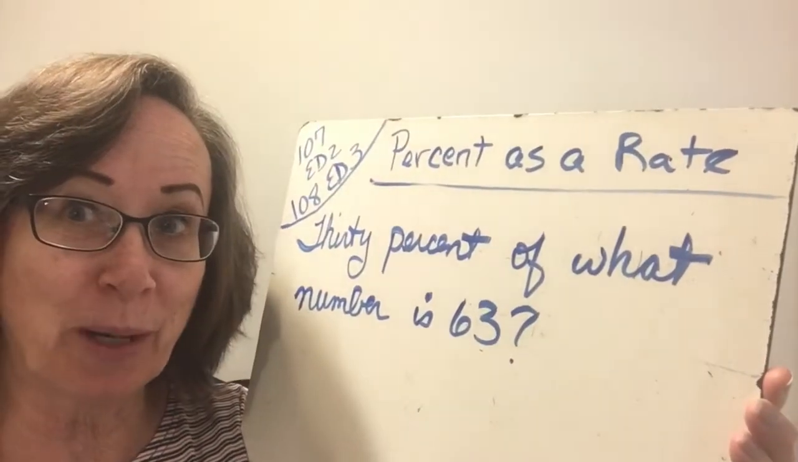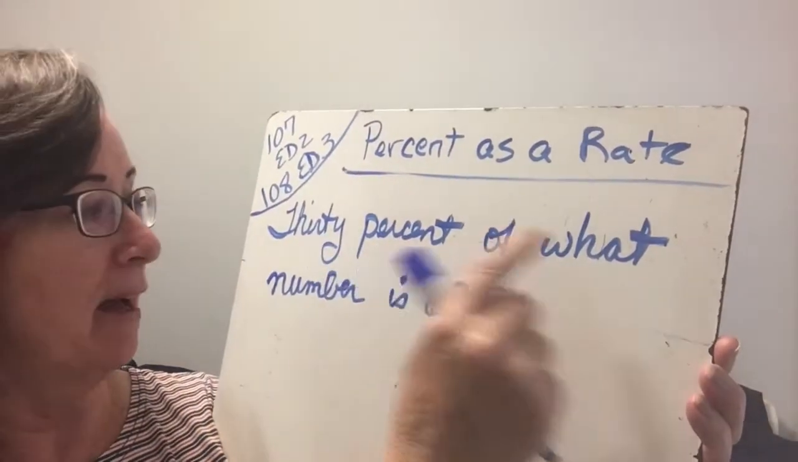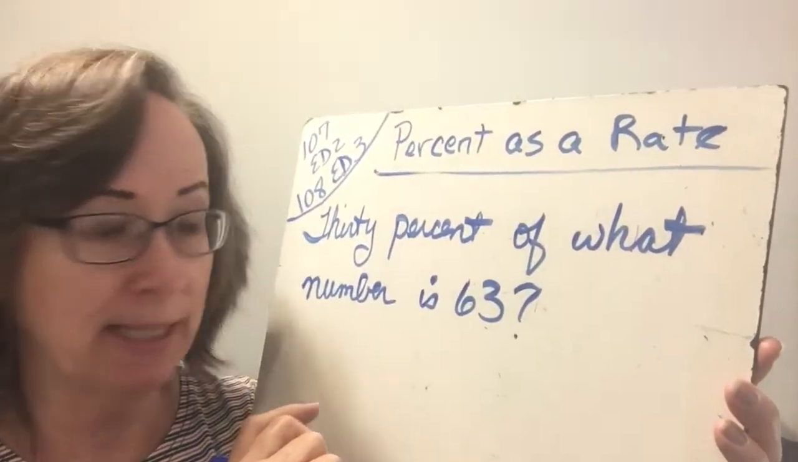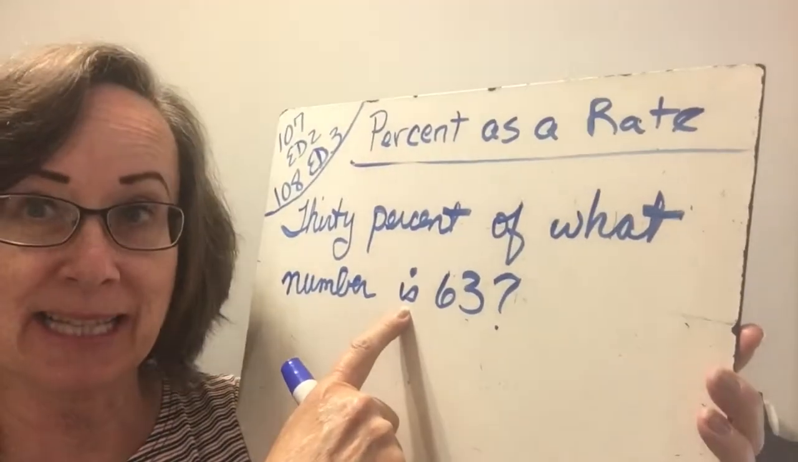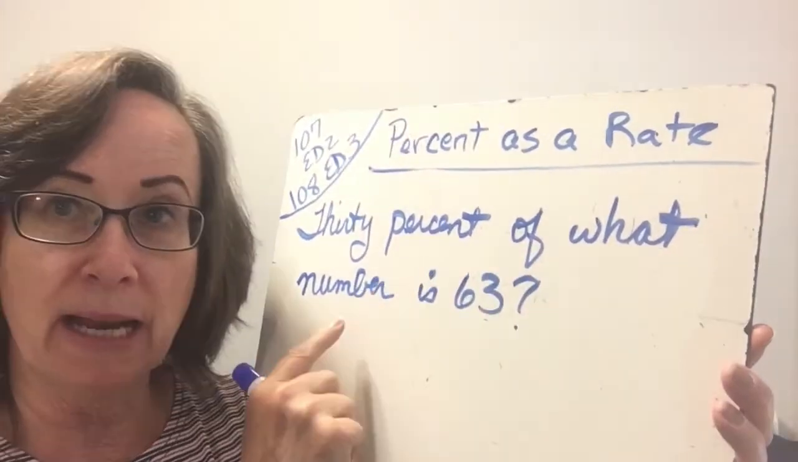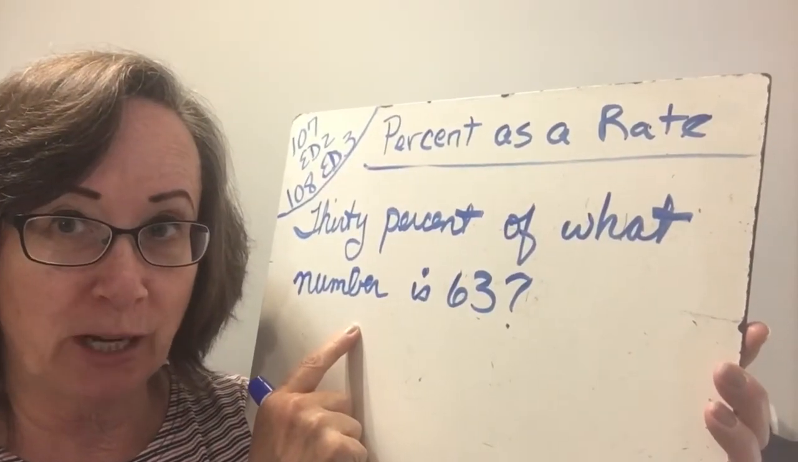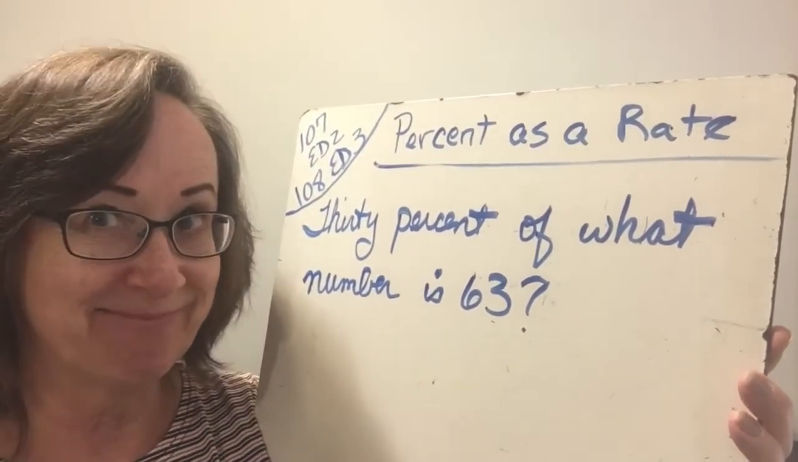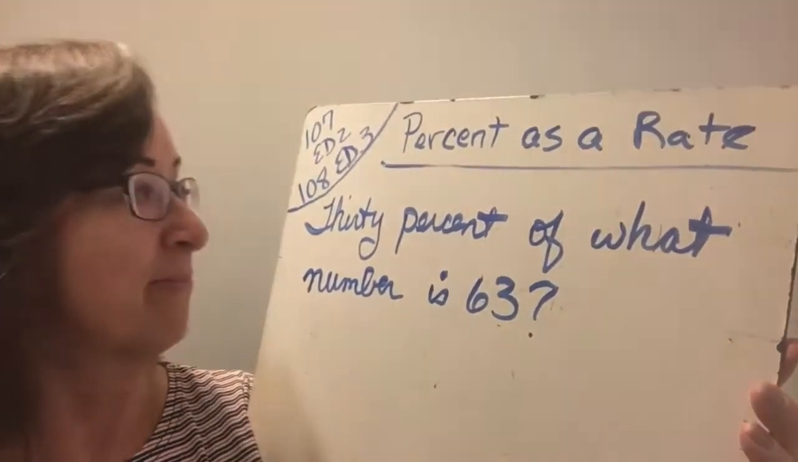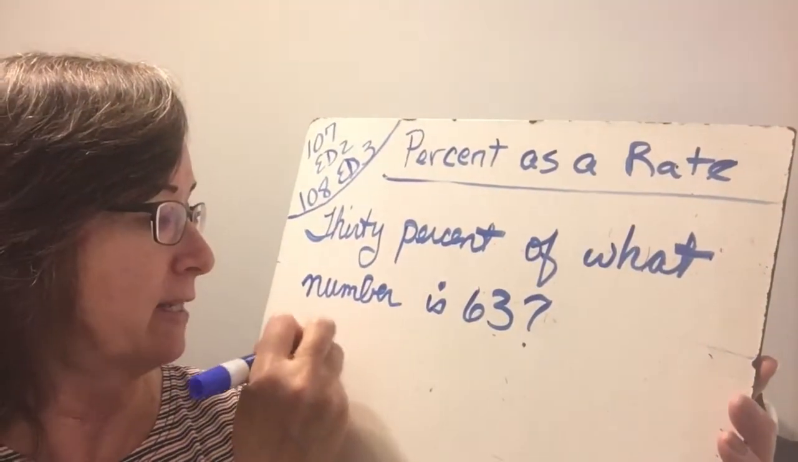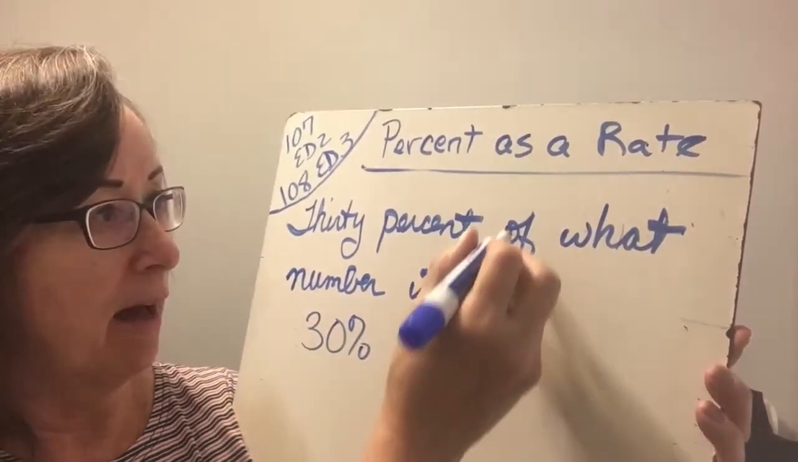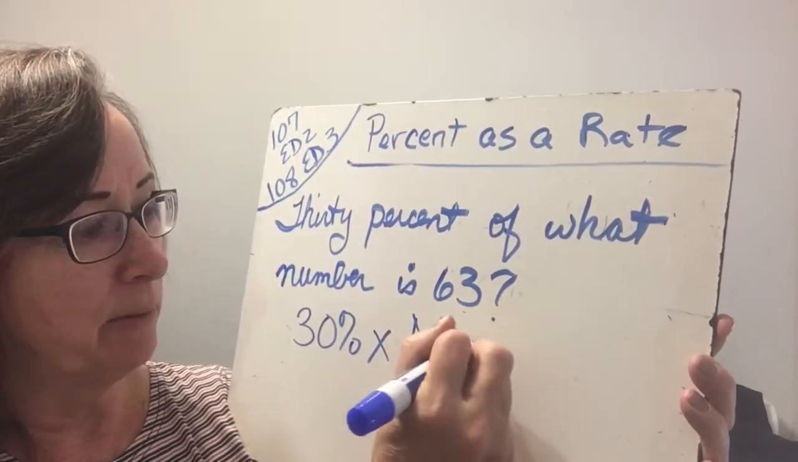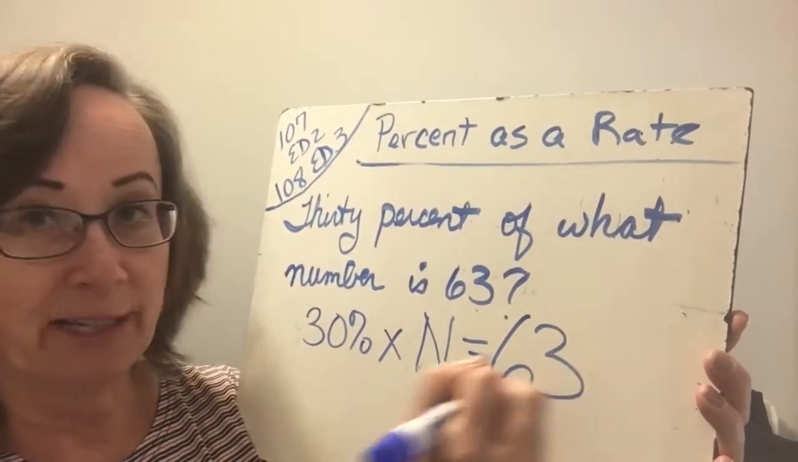Okay, so now we're ready to do our practice problems. 30% of what number is 63? Now I want you to remember, of is the same thing as times, is the same thing as equals, and we can write our what number as the letter n. So I want you to go and try to do it by yourself and then come back and see if you got it right. Pause your video. Okay, so we have 30%. We're going to write as 30% of is times. What number is n? Is equal 63. There's your equation.